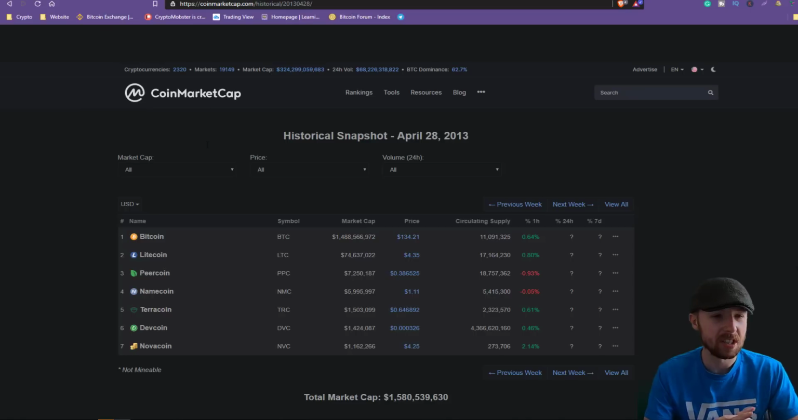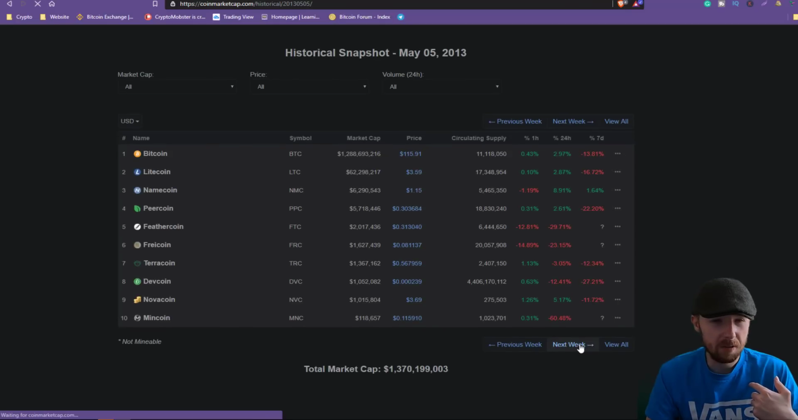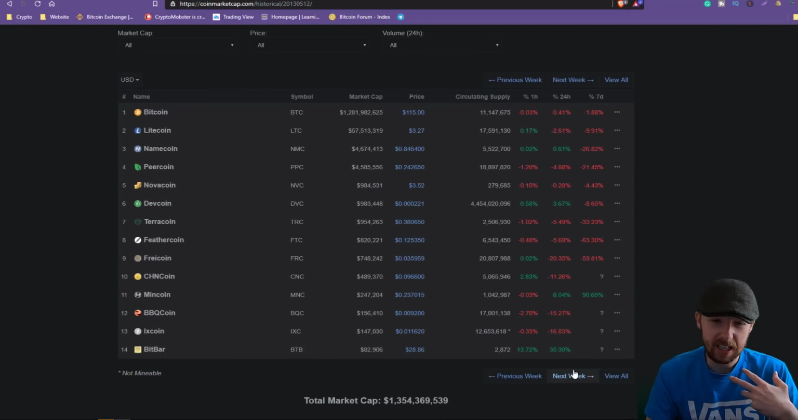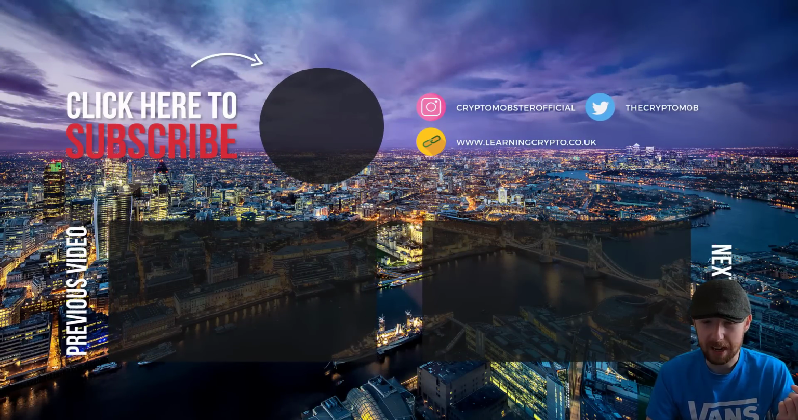All the Bitcoin forks, Litecoin, Peercoin, Namecoin, Terracoin, Devcoin, Novacoin, they are pretty much all Bitcoin forks. And you can go to the next week, and from this journey you can go through it all, and you can see exactly how everything developed and how things grew over time. And don't you wish that you could buy Bitcoin and Litecoin back in those days?